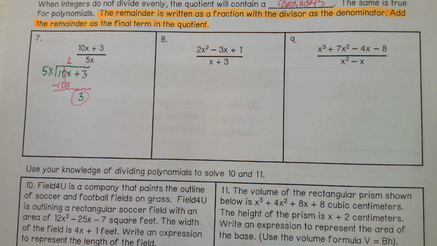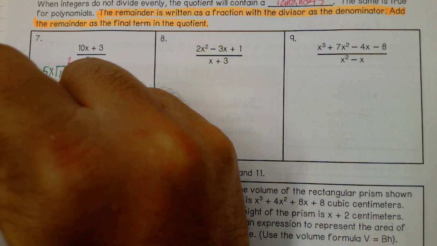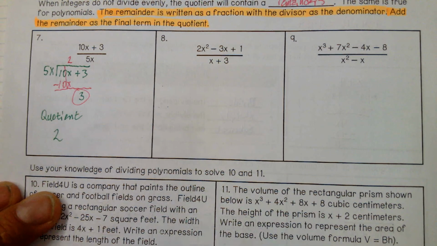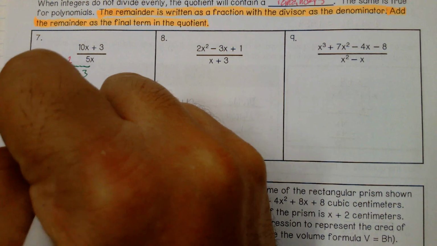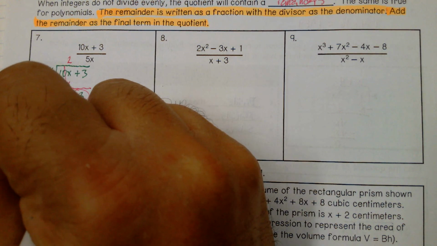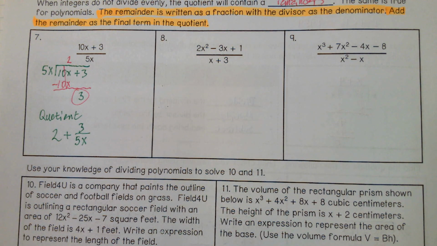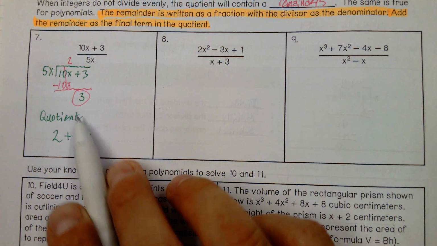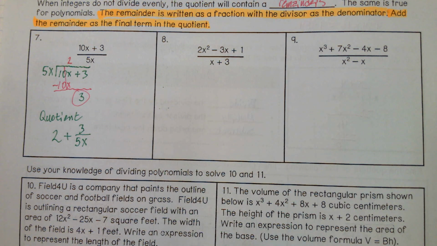You know, some people put a little r. That's my remainder. So this is my final quotient. Let's write it. The quotient is 2, then plus 3 over the divisor, 5x. There it is. This is the remainder. And then the divisor goes there. They called it the denominator, but it's the same thing.